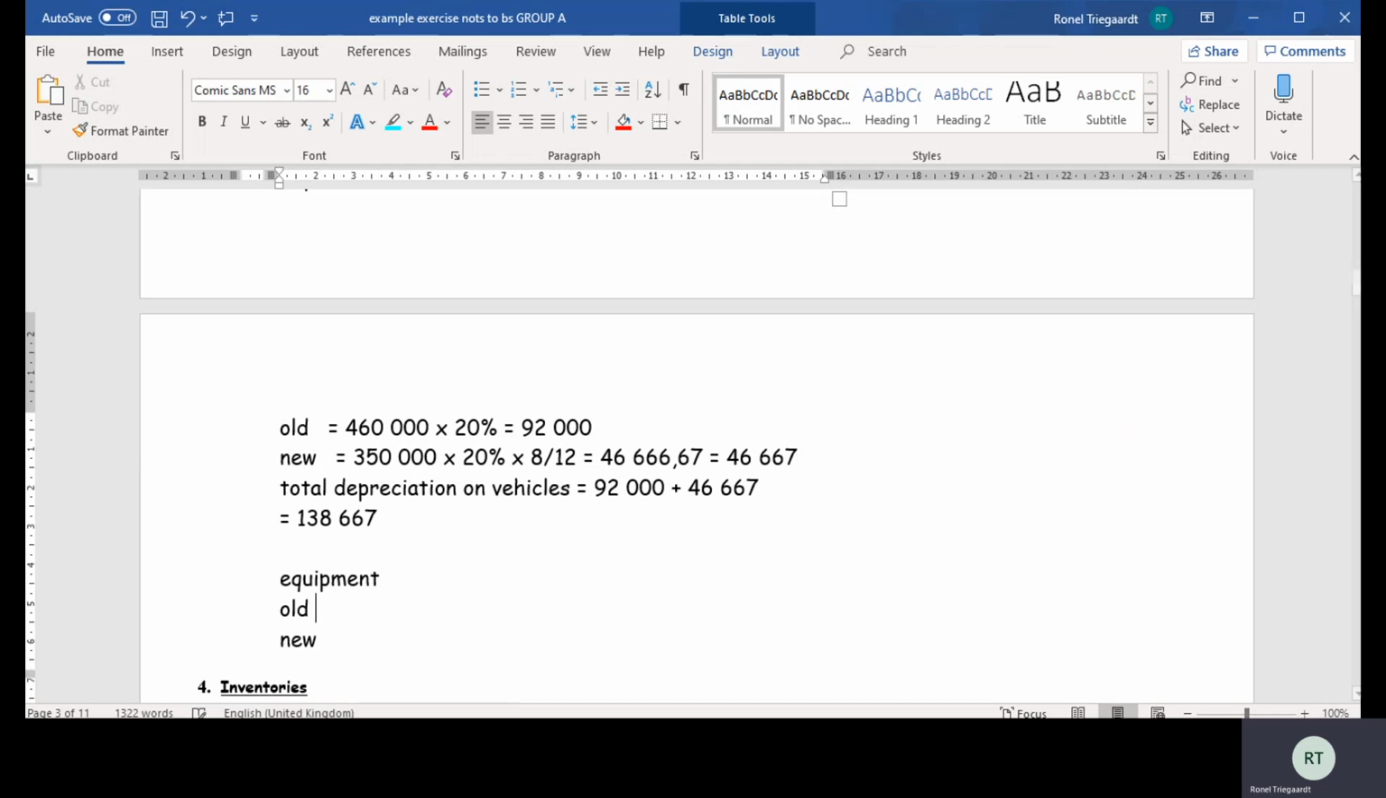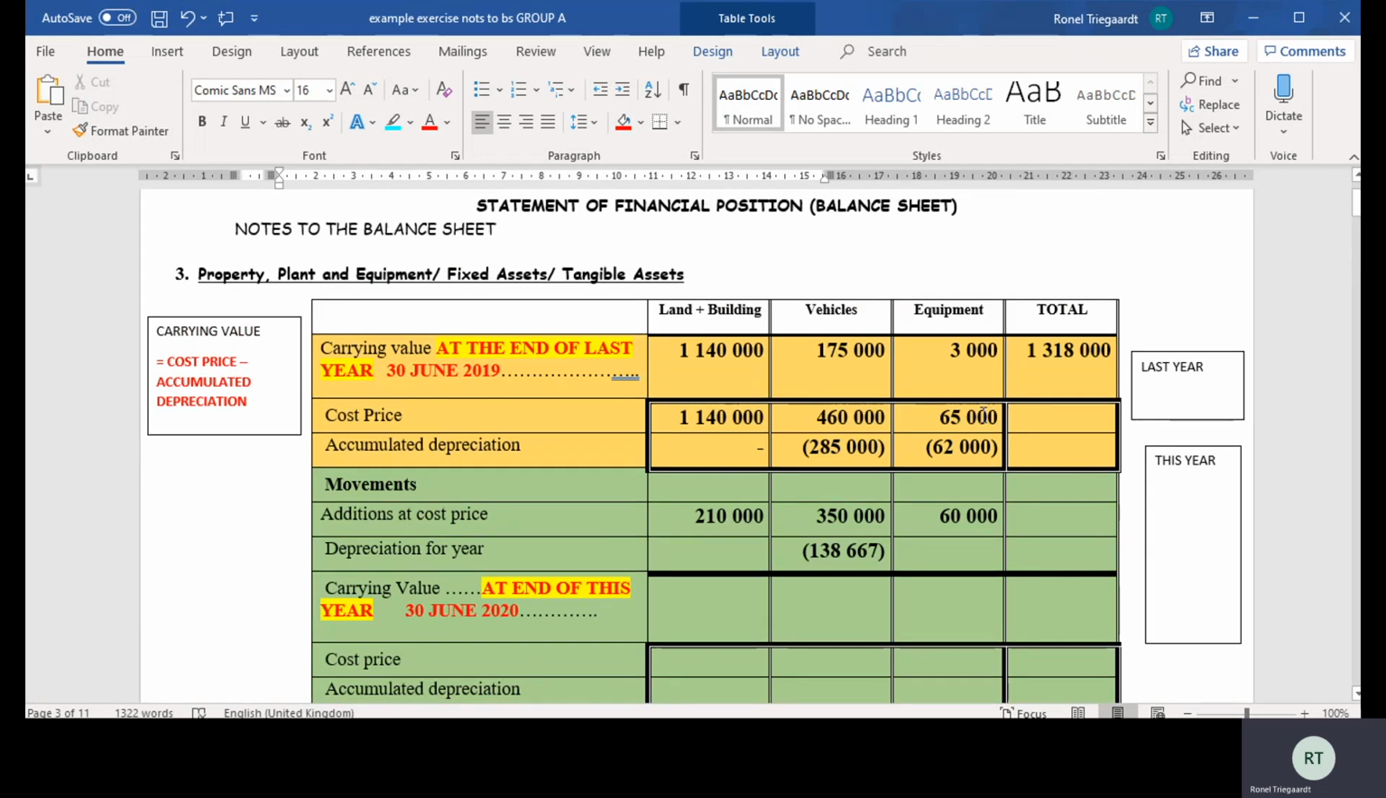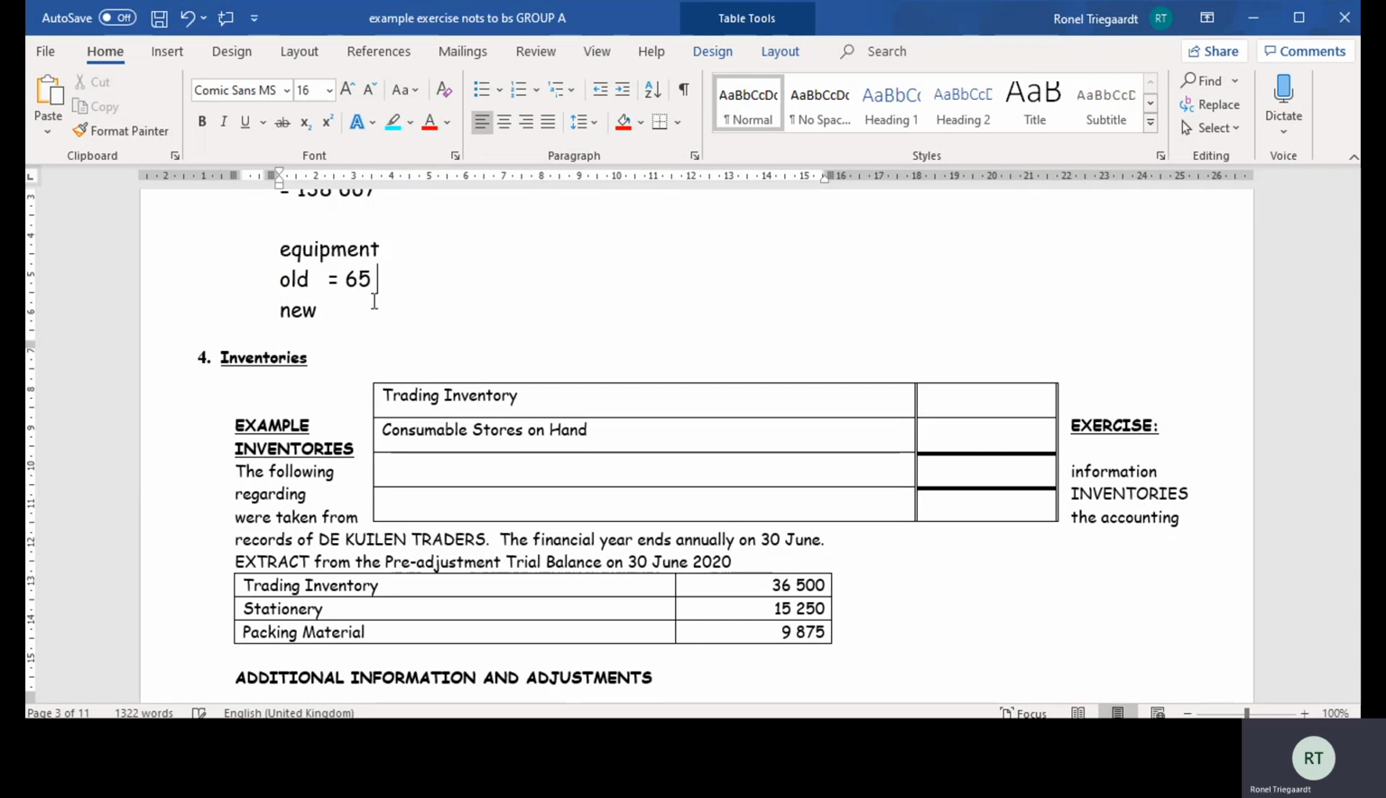Where do we find the old? We go to our note and check there what is the old equipment. The old equipment was 65,000. What's the new equipment? 60,000. Can you see this? It's in your note. Are you fine with this, grade 10s? Amy Jane, are you fine? So, okay, let's start with the 65. Remember, all I'm doing so far is just rewriting 65, and the other one was 60, is it right?